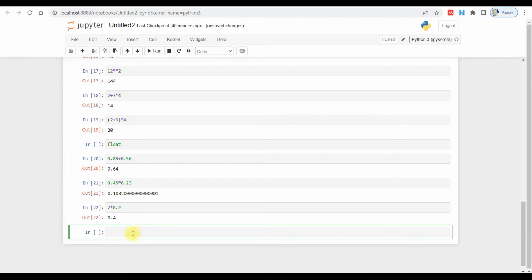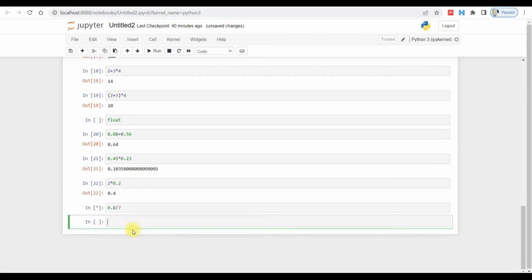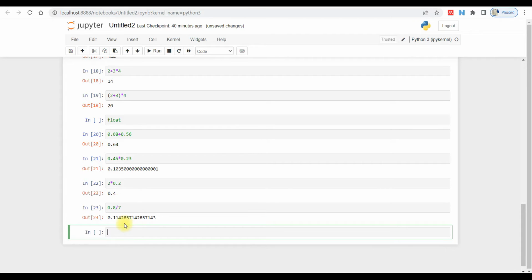Similarly, you can do the divisions also. Suppose I say 0.8 divided by, say, an integer value 7. Shift plus enter, you find that it will give you this value. So as I said, Python is also acting like a calculator where you can work on that.